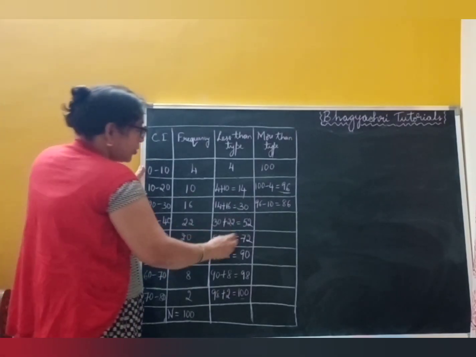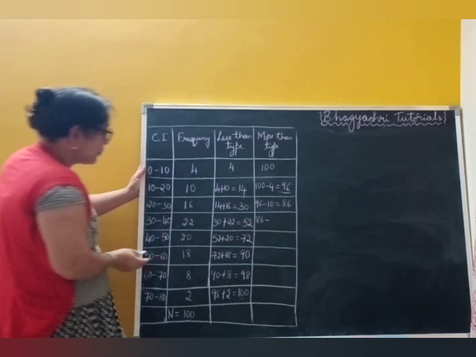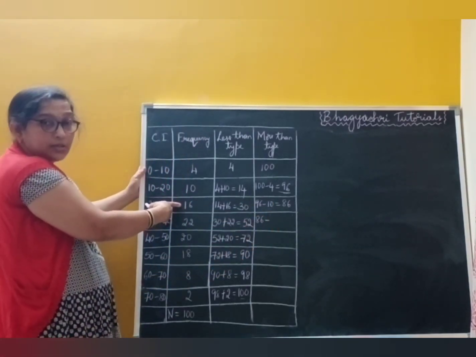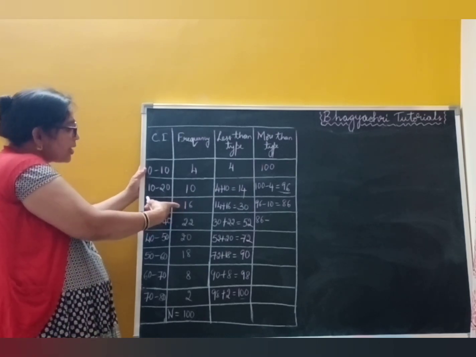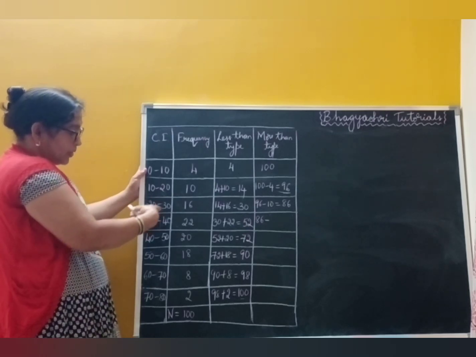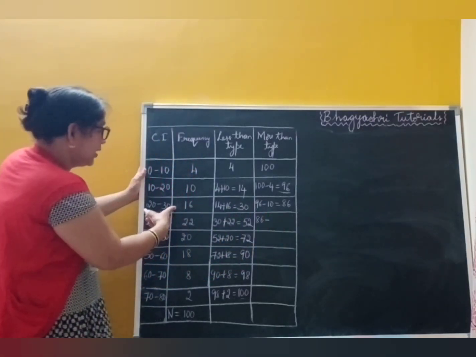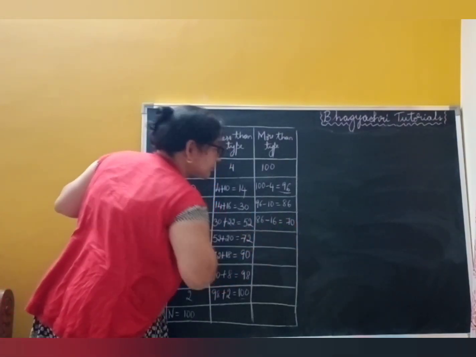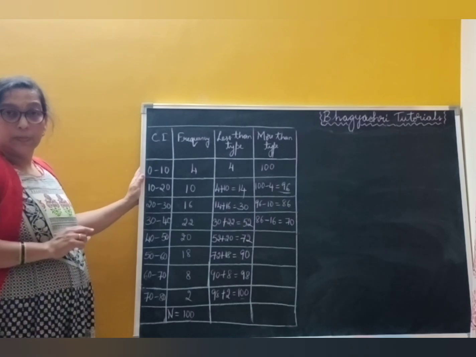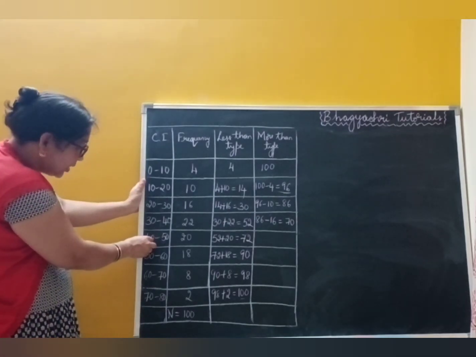Okay, so what to do now? 86 minus frequency here, 16. Because these 16 students have got the marks less than 30. Less than 30. So 86 minus frequency, which is 16 here. What do you get? It is 70. Okay, 70. Next, 40. Lower limit is 40.